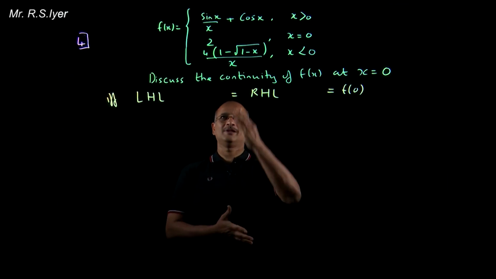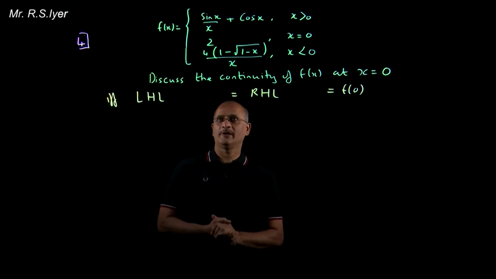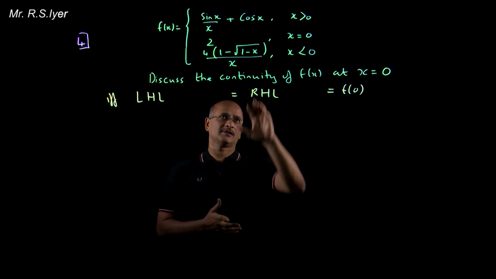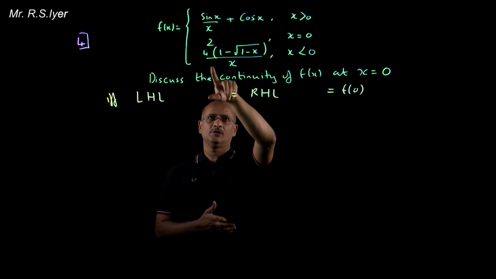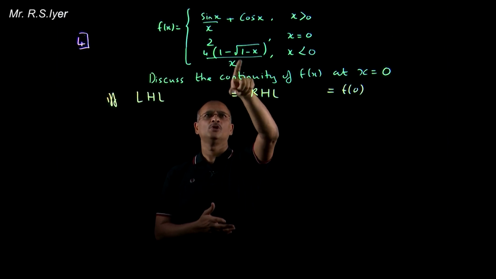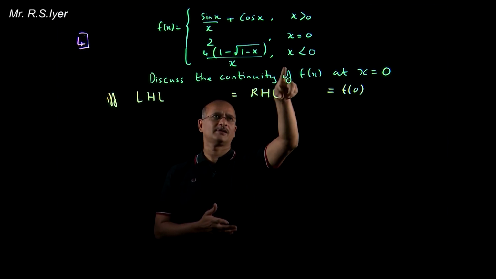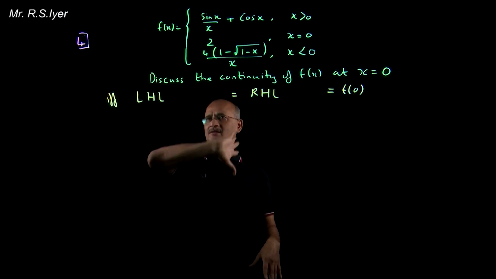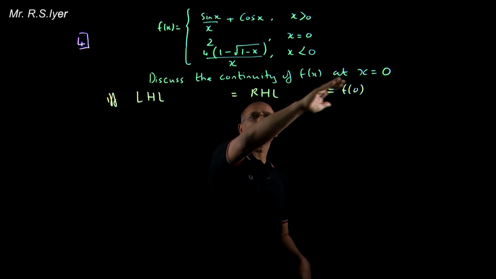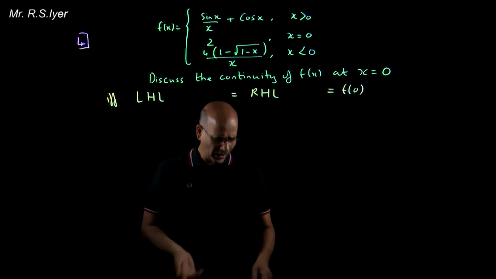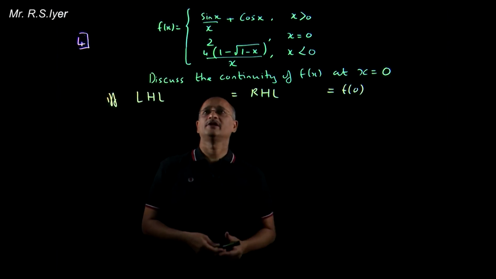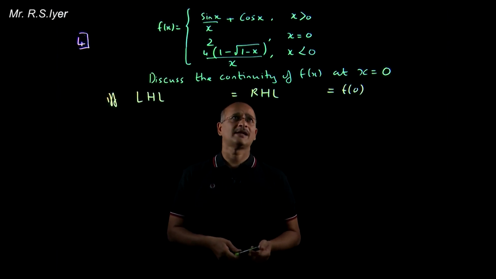Okay, children, let's look at the fourth question. A function is given: f of x is sin x upon x plus cos x for x greater than 0, then 2 when x is equal to 0, and 4 times (1 minus root of 1 upon x) for x less than 0. There are three different pieces given to you. Discuss the continuity of the function at x equals to 0. Let us begin with the question now, clearly bifurcated properly so that you understand.